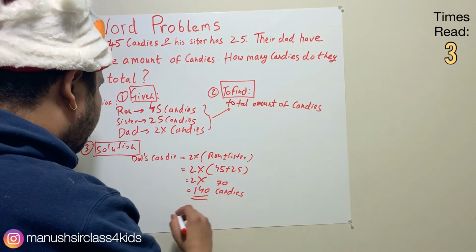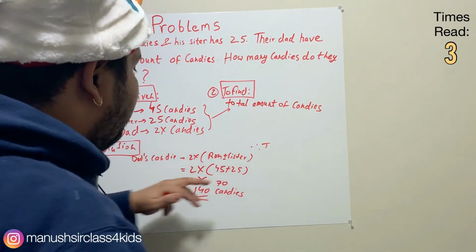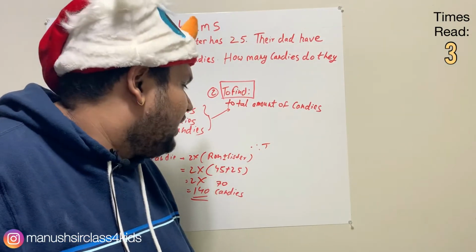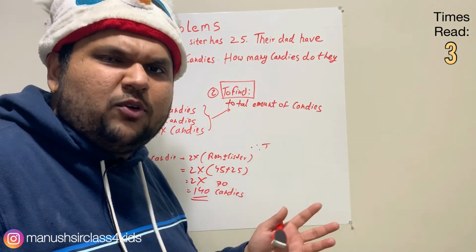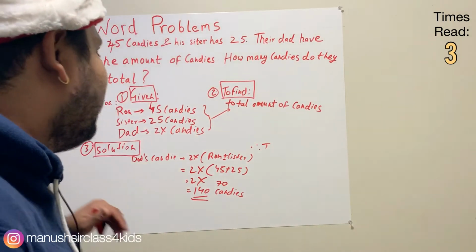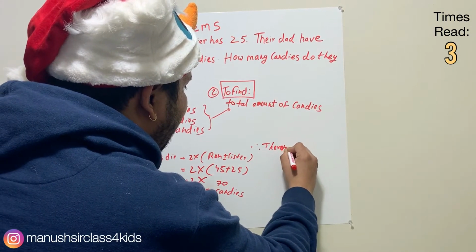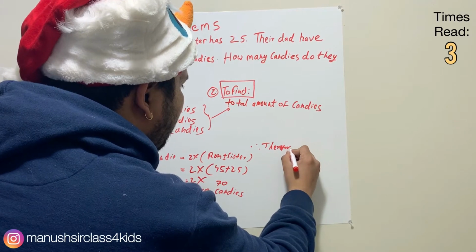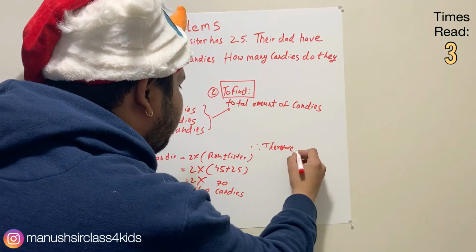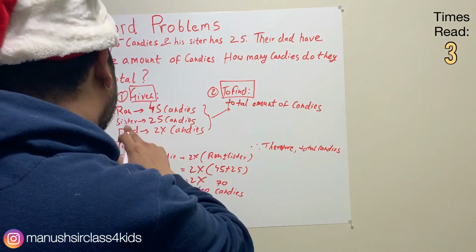Now, the solution further ahead. Therefore total, okay, my students said you are a very old style guy, right? So you guys don't use therefore, I know that, but I'm not old, okay, it's just that I use this, no worries. So I would say therefore, F-O-R-E, oh my god. Therefore total candies would be Ron's plus sister plus dad.